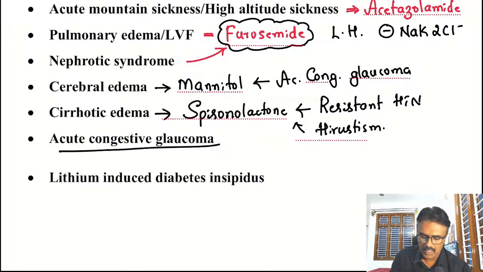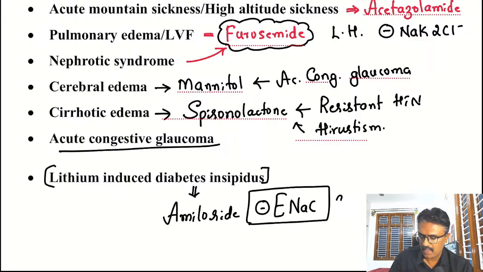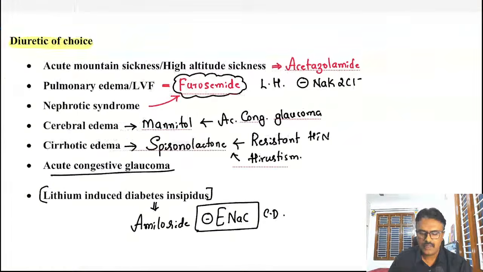Tell me the last one, lithium-induced diabetes insipidus. What is the diuretic of choice or drug of choice? Anybody? The name is amiloride. What does it inhibit? It inhibits ENaC. What is ENaC? Epithelial sodium channels at the collecting duct of the nephron. So these are the diuretics of choice for various conditions.